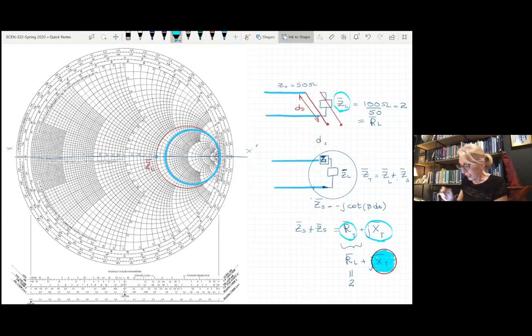then, and I will remove that because I don't need it the way it is, that means that I move on this circle like that. Or I could go down depending on what is the value of X sub T. All right, so this is the constant resistance circle.